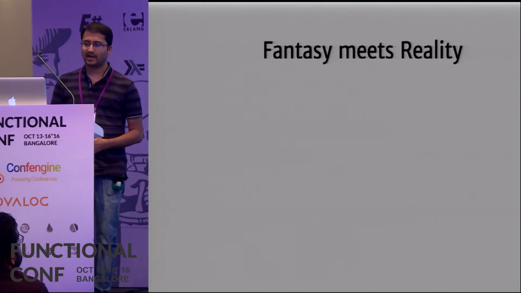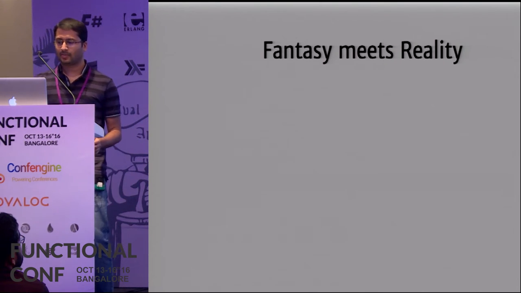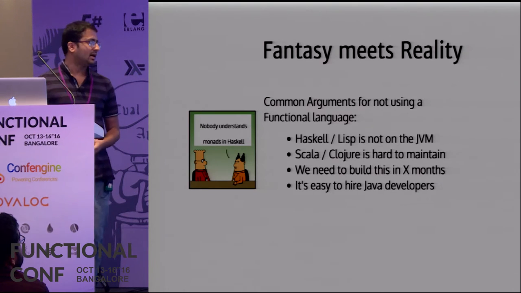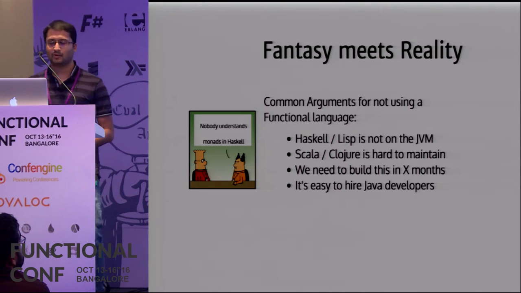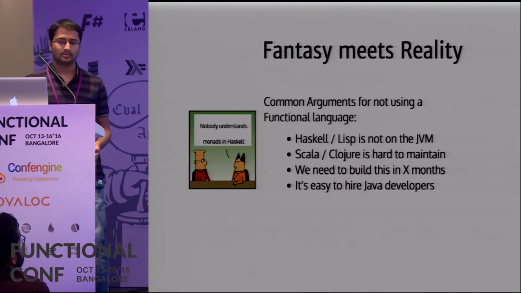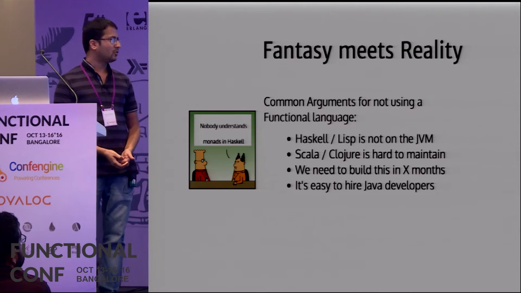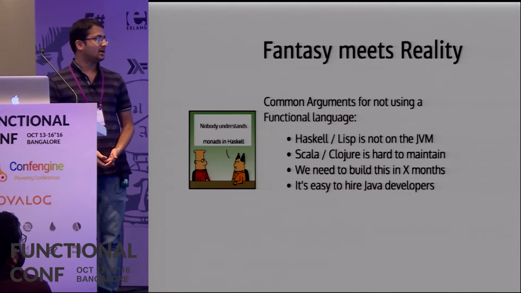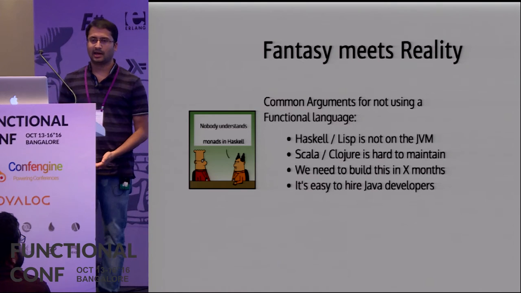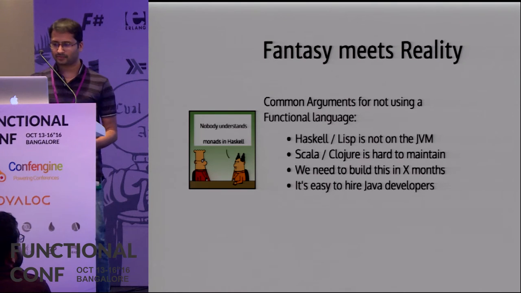You're all excited about Haskell and Lisp, and you're dying to use it in your next project. But in reality, we often end up with other arguments for not using a functional language at work or in your projects. These arguments are often along the lines of Scala or Clojure is hard to maintain, or Haskell or Lisp is not on the JVM, and they're also in the form of time.